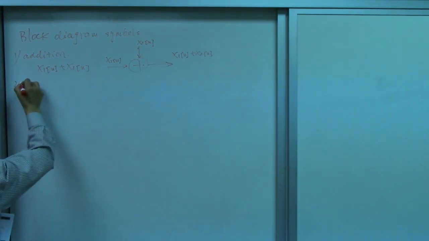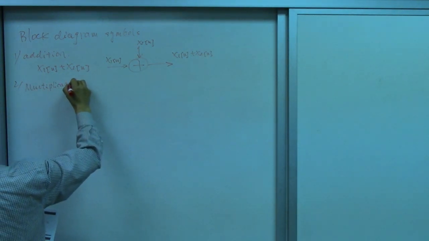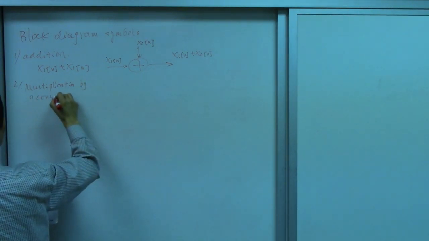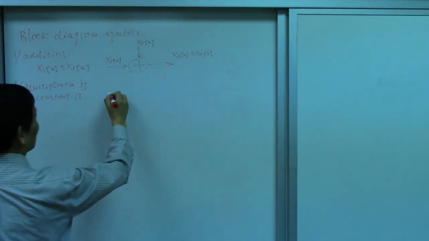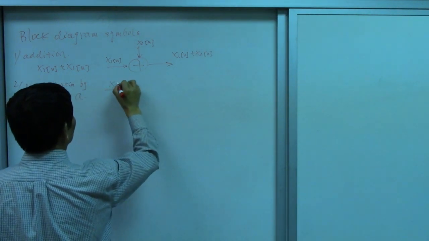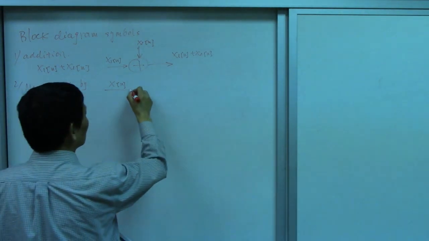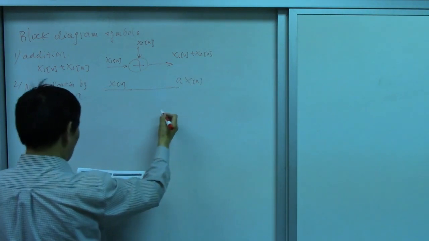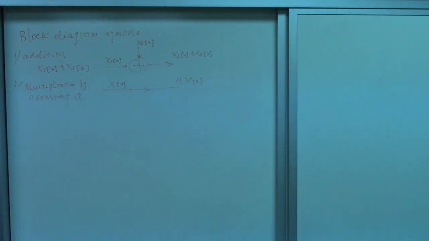The second one is multiplication by a constant, for example, a. We have an input sequence, x[n], because we have only one sequence. Then multiply by a, we get a x[n]. So what we have here is we only have an arrow. That means this is the input, the right hand side is the output, and we put here a constant a.